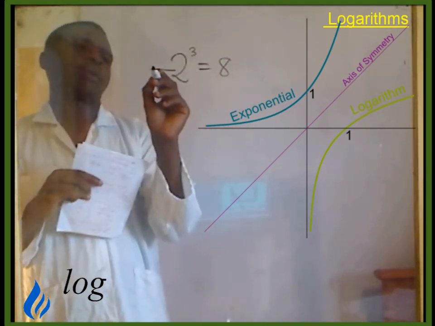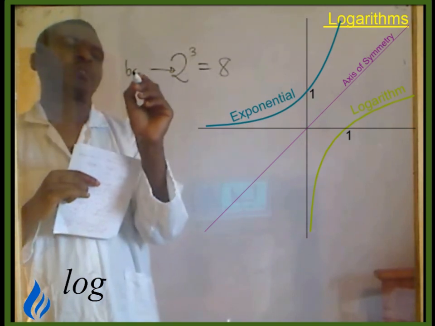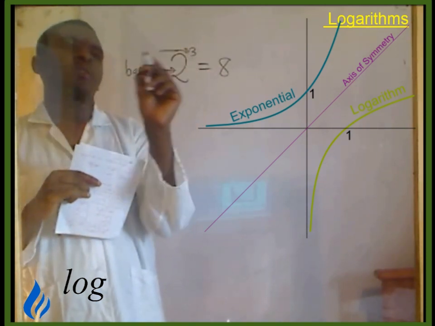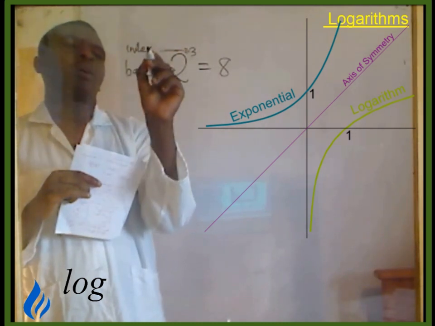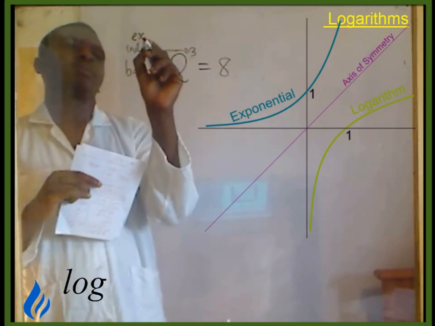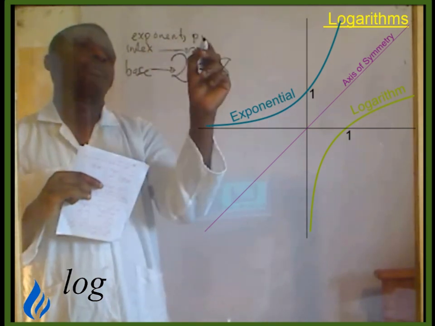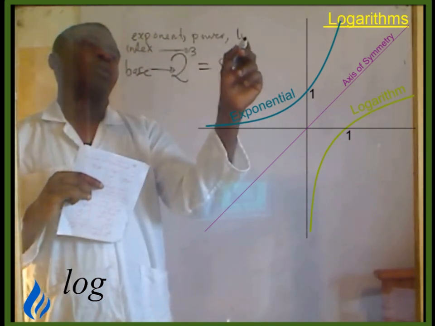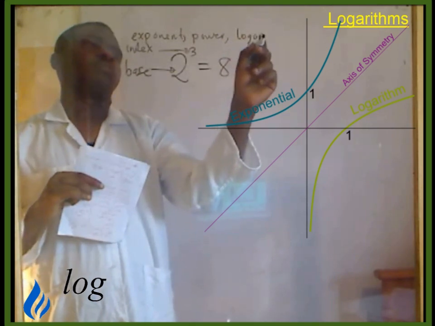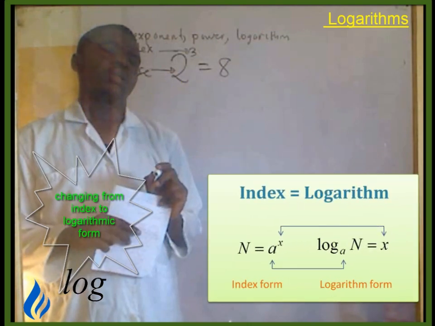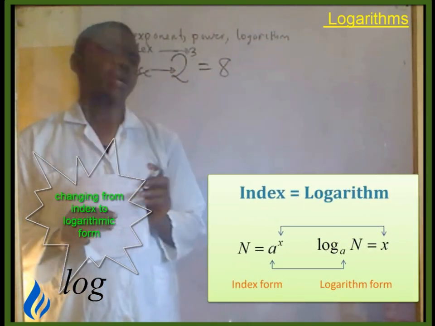This is called our base. And this number here is called the index or exponent, or power, or logarithm. So we can change this into logarithmic form.